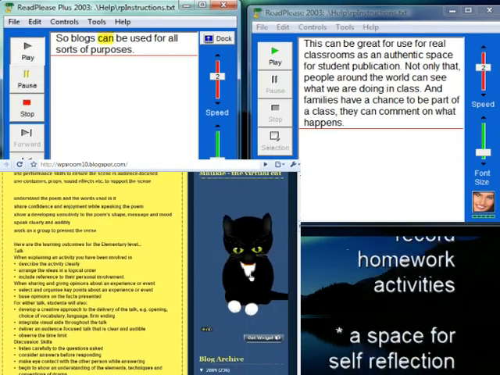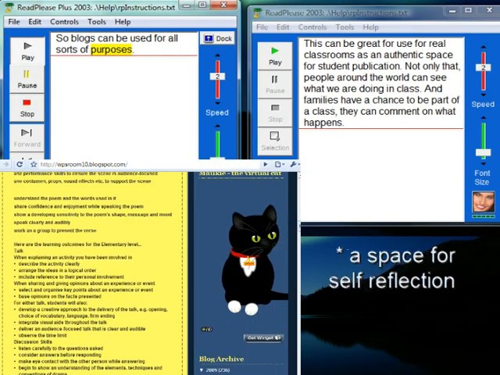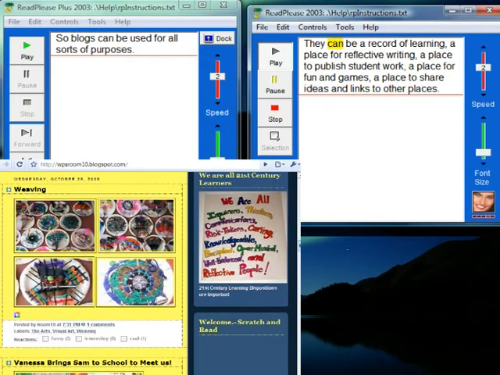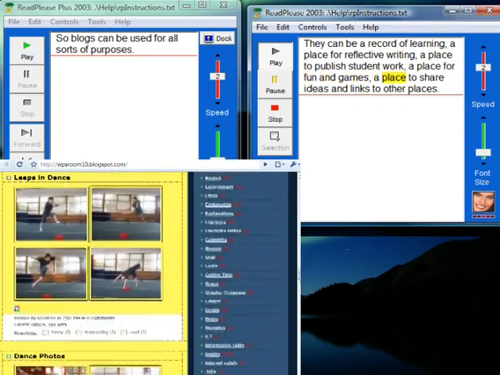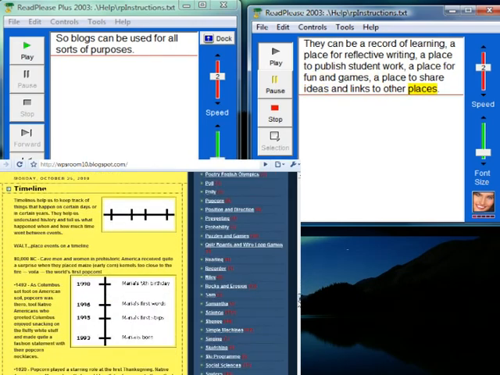So blogs can be used for all sorts of purposes. They can be a record of learning, a place for reflective writing, a place to publish student work, a place for fun and games, a place to share ideas and links to other places.